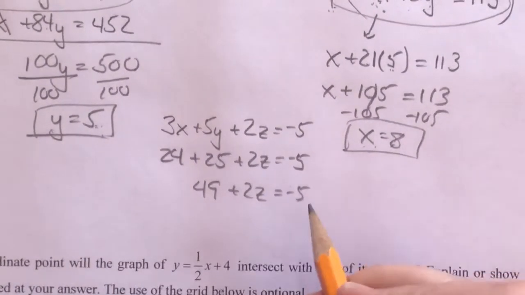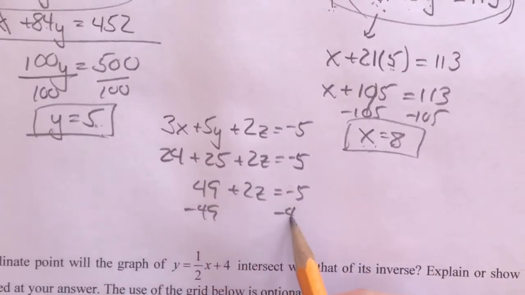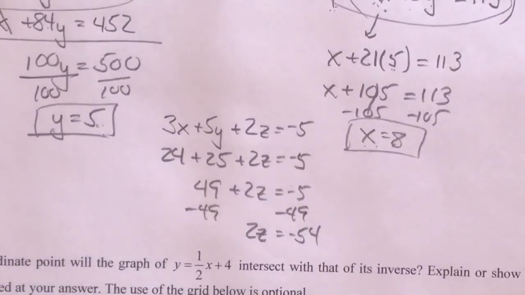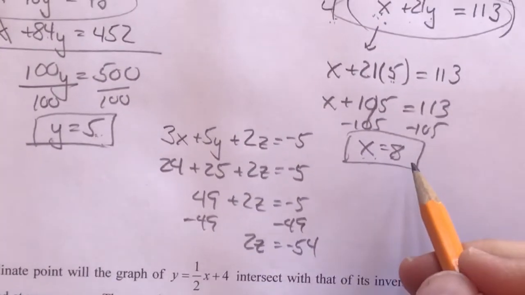Okay. Hope I'm doing this right. Minus 49. Minus 49. 2z equals negative 54? I did this earlier. I don't remember getting these numbers. I must have made a mistake.